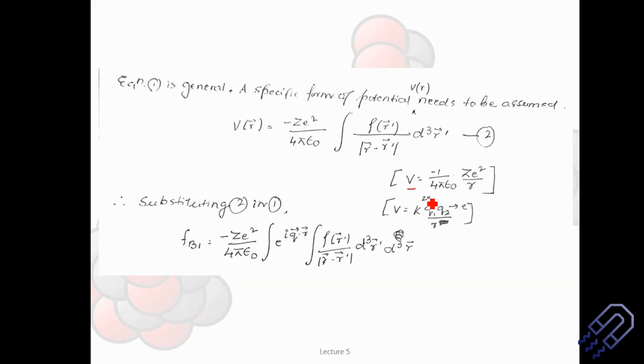You basically have potential as 1 by 4 pi epsilon naught into k, which is nothing but charge 1 charge 2 divided by r. So what was my charge 1? Charge of the electron, so that's e. What is the charge of the nucleus? Z e. So it takes Z e into e, so it will be Z e square divided by r. So we have Z e square divided by r divided by 4 pi epsilon naught.